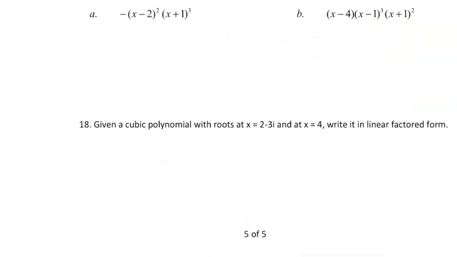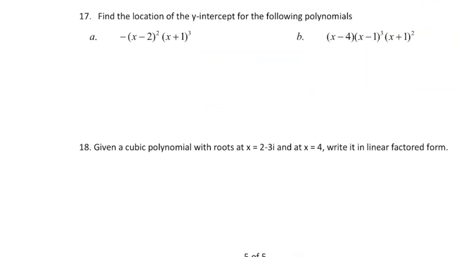Find the location of the y-intercept for the following polynomials. Okay, we know how to do this. You're going to replace all x values with 0. And don't ignore the negatives. The negative comes down. This is 0 minus 2, which is a minus 2, but I have 2 of them.